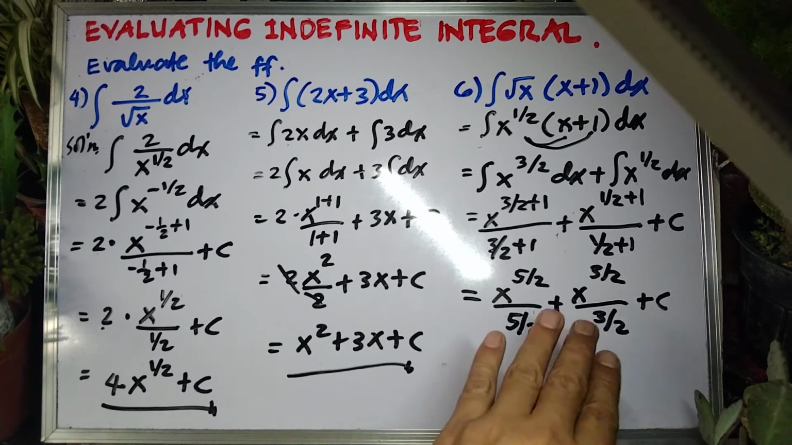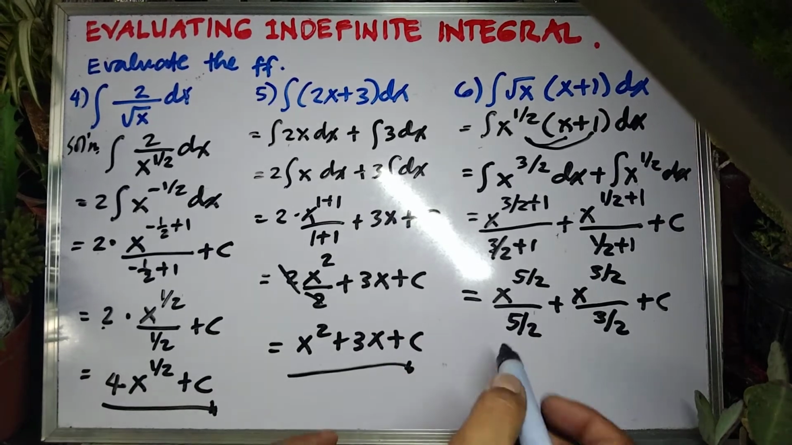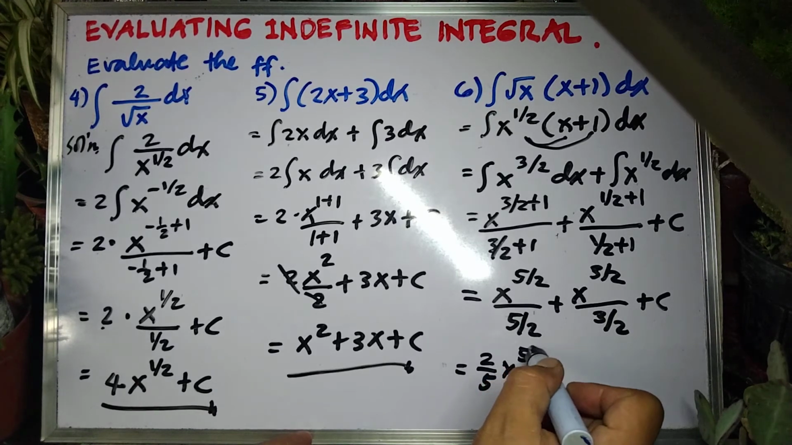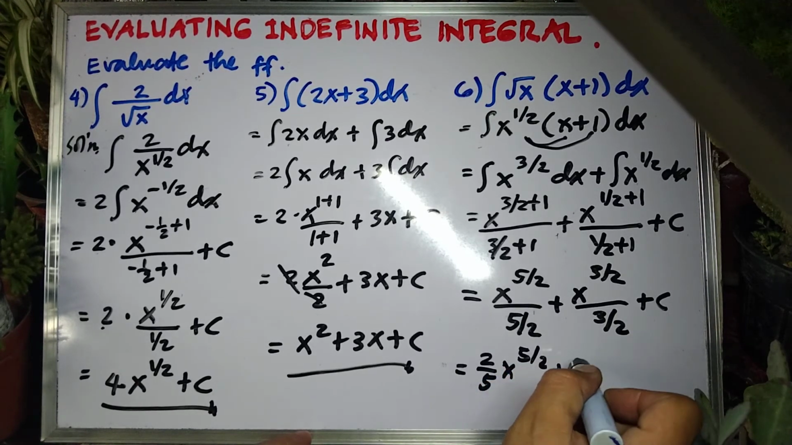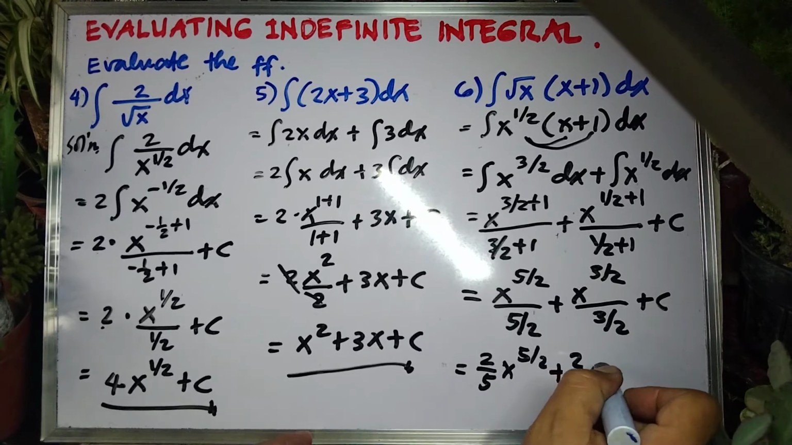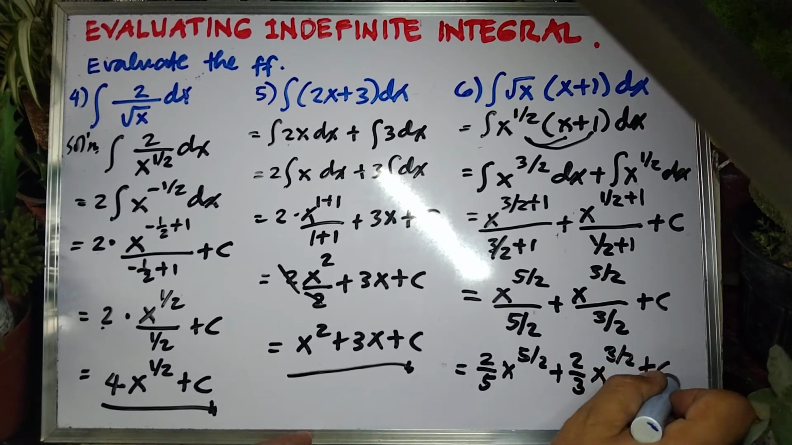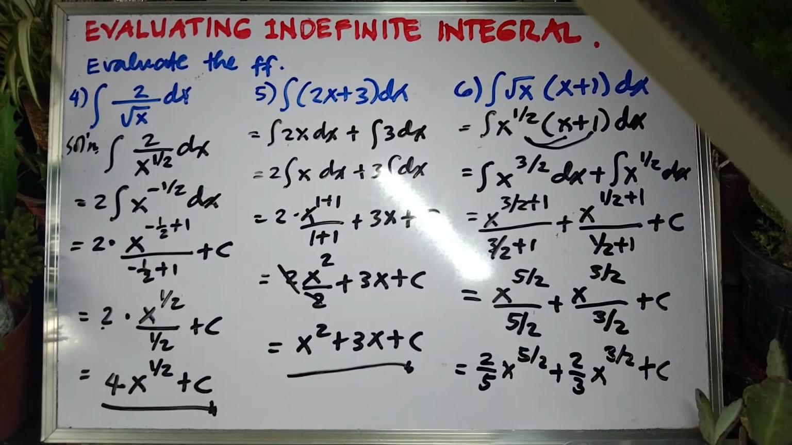Okay, let's simplify further. So, you have 2 over 5 x to the power of 5/2 plus 2 over 3 x to the power of 3/2 plus c. Okay, that's the final answer. Okay? I hope may na-learn kayo dyan.